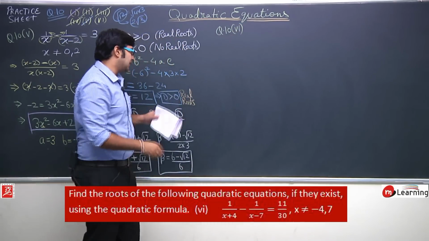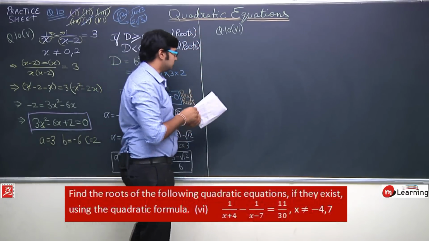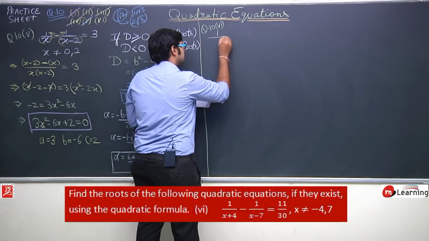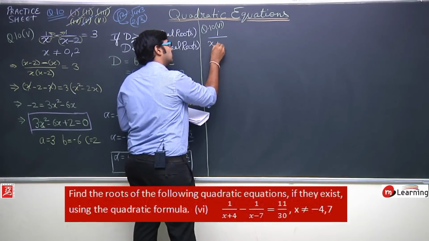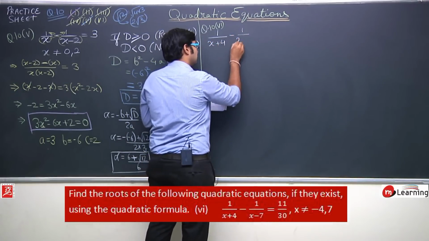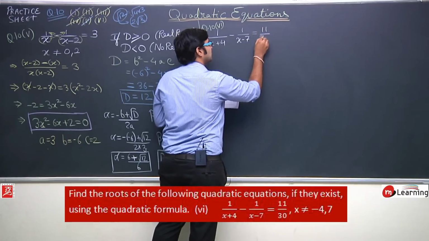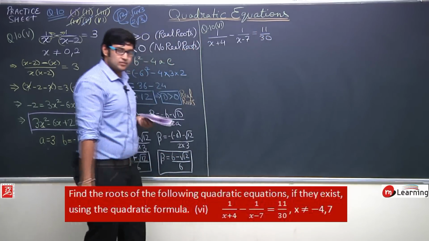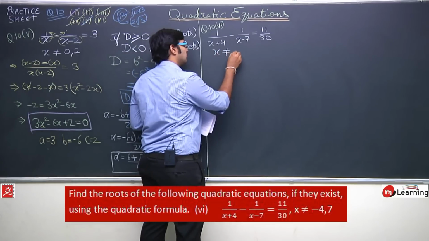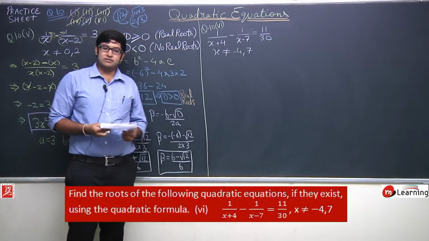Sixth part of question number 10 is 1 upon x plus 4 minus 1 upon x minus 7 is equal to 11 upon 30. And the condition is x is not equal to minus 4 and 7. So this is the quadratic equation.